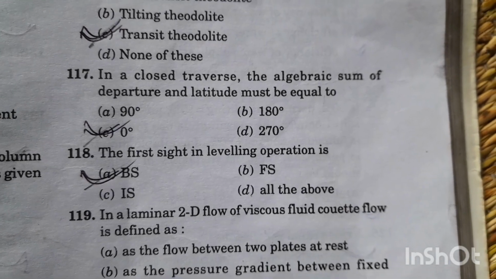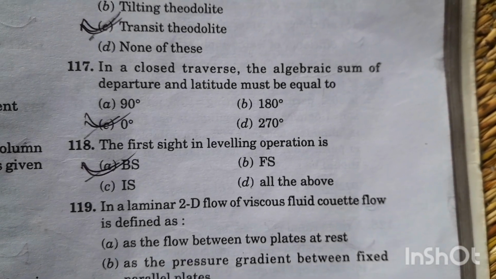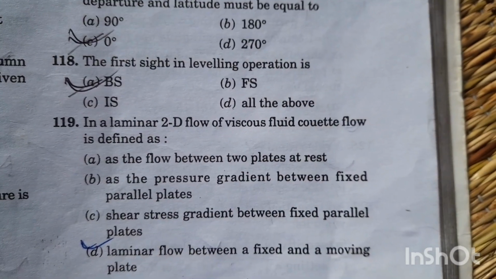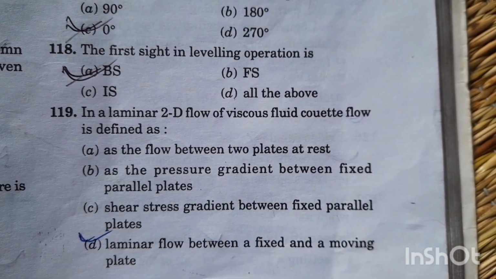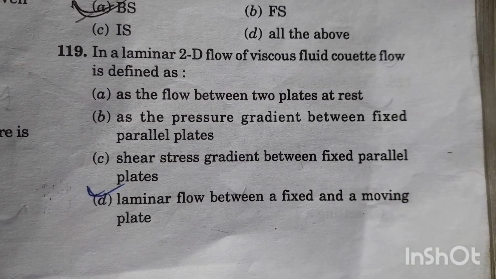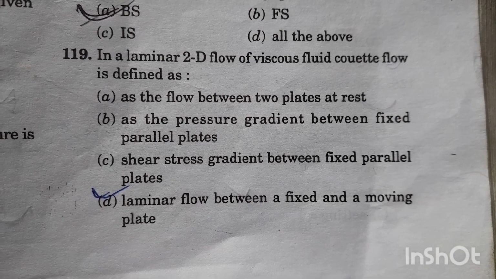Question number 119. In a laminar 2D flow of viscous fluid, the Couette flow is defined as. Option D is the right answer. Laminar flow between a fixed and a moving plate. Couette flow is the laminar flow between two parallel plates, one is fixed and the other is moving.